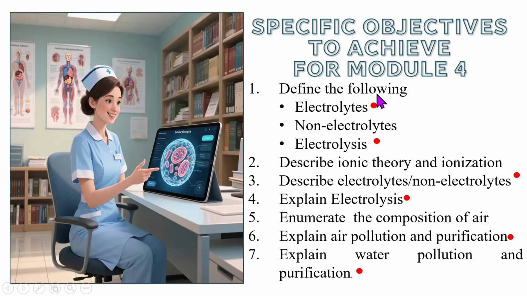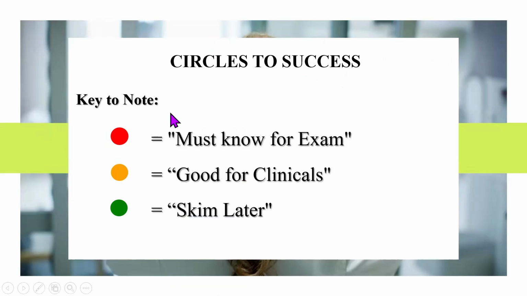If you look at these objectives, many areas are marked with red. This indicates that this Module 4 is very important for your next examination. Before we begin, let's look into the circles to success. Red circles, as we always know, tell us that these areas are must know for our examination. Orange circles indicate that these areas are good for clinicals. Green circles indicate that there is need for you to skim through this video at later times.